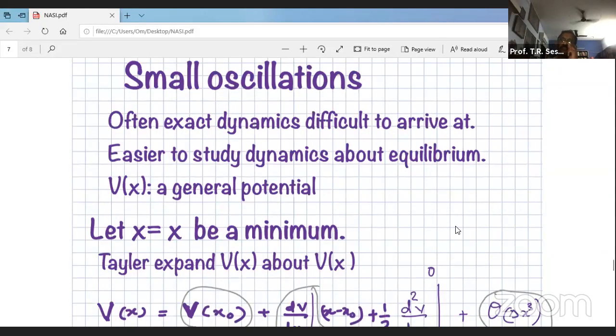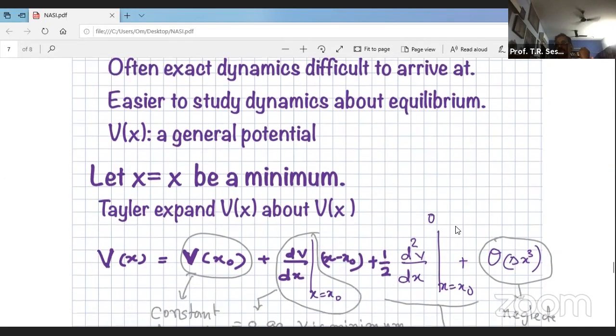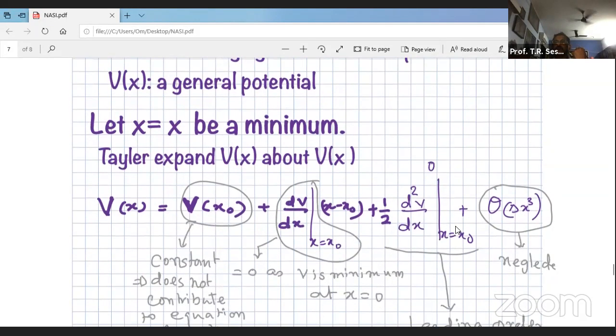Suppose I have a general potential for a system, and it is such that the potential has a minimum. Then I can ask the simplest question. Instead of talking about a general oscillation, I say that the particle is in the minimum, it is at rest, and I just make a small perturbation. Now the question is, how does the system respond in a general potential in this situation?